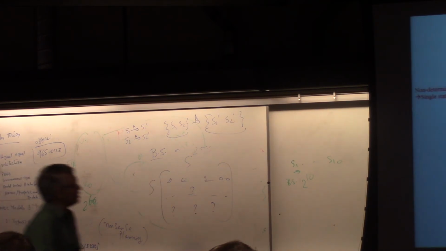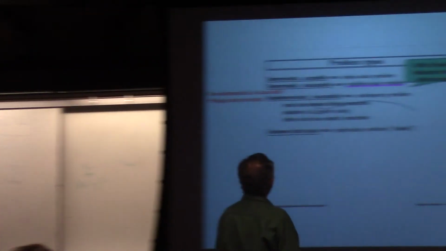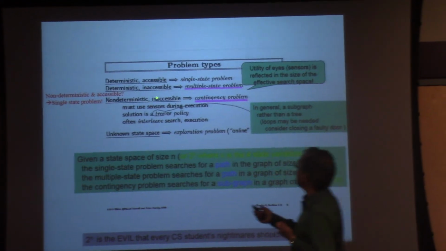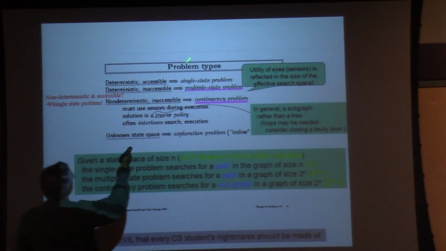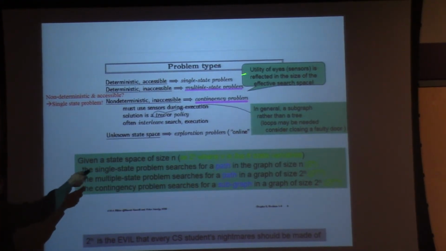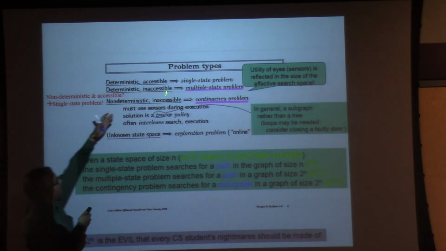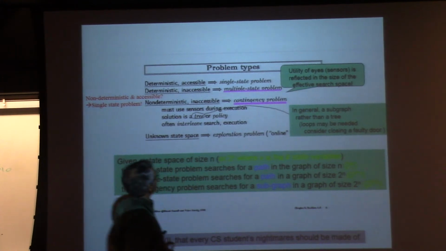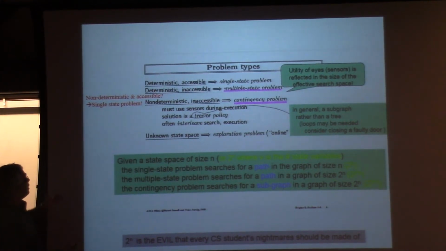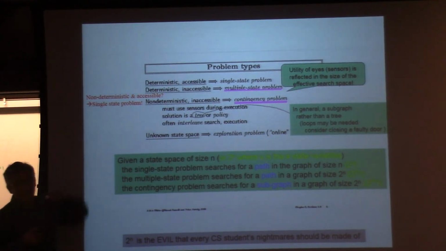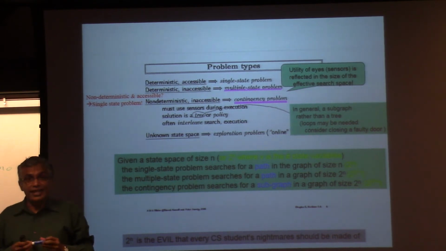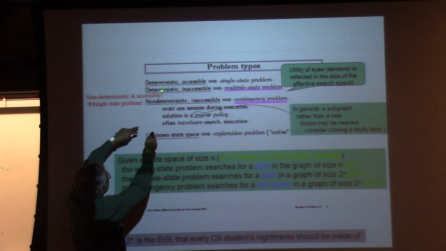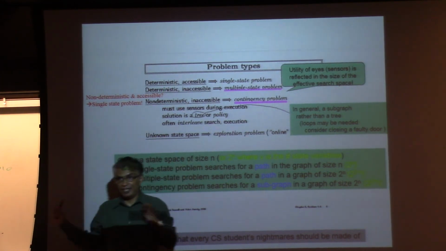So that's the problem types. Basically this is a single slide which puts all of them together. If the environment is both deterministic and accessible, you get a single state problem. Deterministic but inaccessible, that means you don't know which state you are in, then you get a multiple state problem.